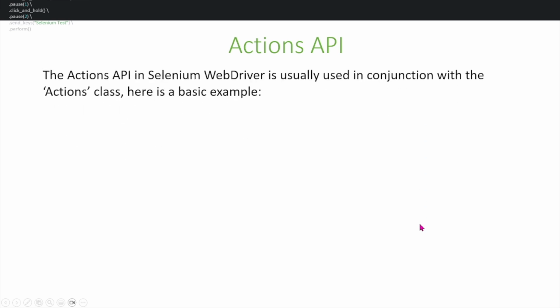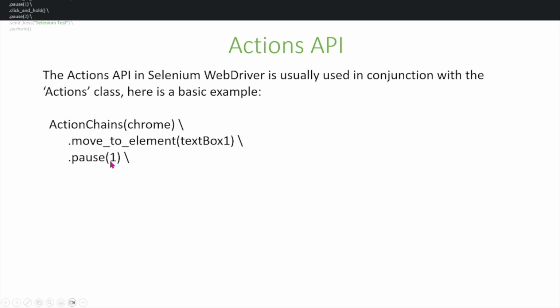The Actions API in Selenium WebDriver is usually used in conjunction with the Actions class. I'm going to show you a basic example on this page right here, and then later on, I'll show you how we can integrate it into our own code project. We start with an actions chain right here, and then we pass in a Chrome driver. Within there, we can do different commands. So we have the move to element right here, and then we can make it pause for a second.